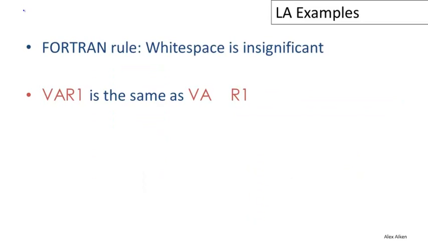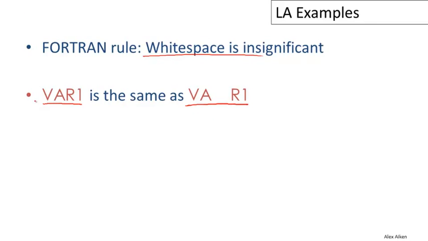So we've already talked a little bit about Fortran, and one of the interesting lexical rules in Fortran is that whitespace is insignificant. So whitespace doesn't matter, and something like var1, which could be a variable name var1, is exactly the same as VA space R1. So these two program fragments have to mean exactly the same thing.